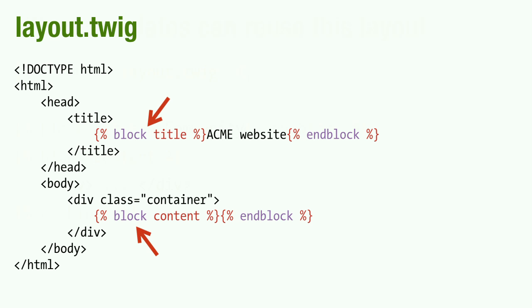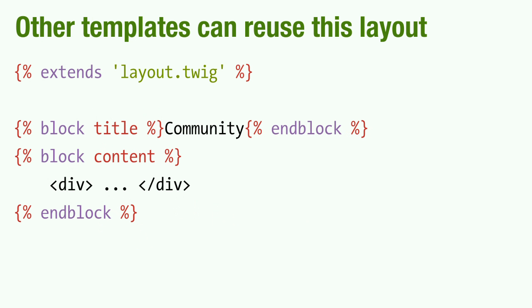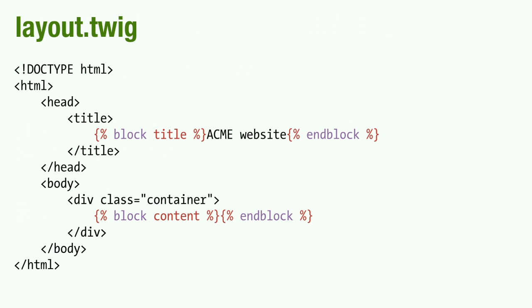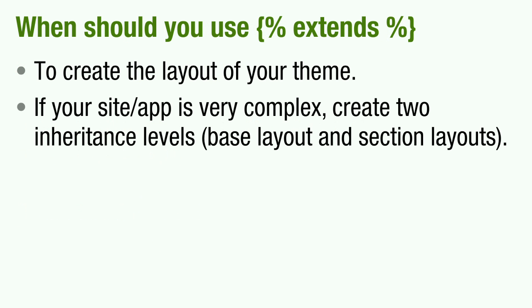So now, this is a real template that I want to display. It extends the layout, and then I am defining the blocks, the title block and the content block. If I'm not overriding the title block, the default value defined here would be displayed. Okay, so that's a great way to create the main layout of your website or theme, whatever.